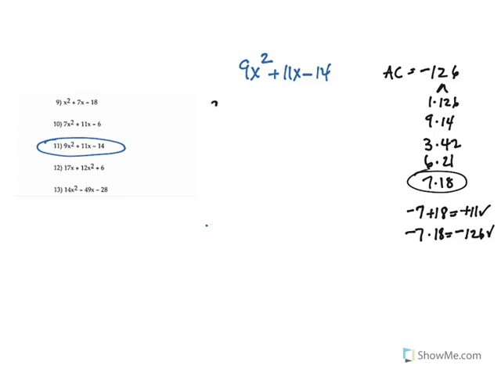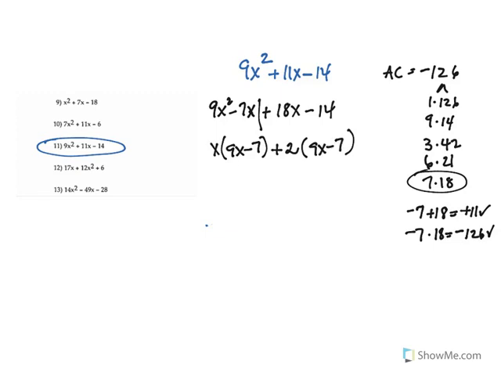So now I'm going to just fill it in. 9x squared minus 7x plus 18x minus 14. And then you factor by grouping. So I'm going to split it. I got x, 9x minus 7. In my second group, my GCF is a 2. 9x minus 7. My parentheses match each other, so I know I did it correct. I pull out that GCF, and I combine my x and my 2. And I'm finished. It doesn't have to be difficult. It's a process. And once you know your process, you follow it through no matter what.